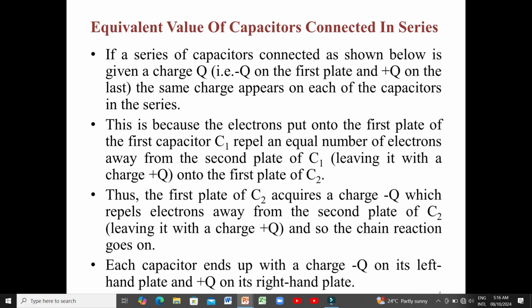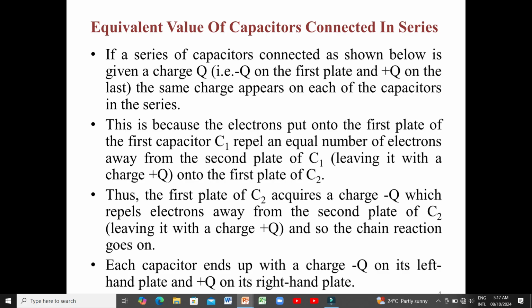Equivalent value of capacitors connected in series. If a series of capacitors connected as shown below is given a charge Q, that is minus Q on the first plate and plus Q on the last, the same charge appears on each of the capacitors in the series. This is because the electrons put onto the first plate of the first capacitor C1 repel an equal number of electrons away from the second plate of C1, leaving it with a positive charge plus Q, onto the first plate of C2.